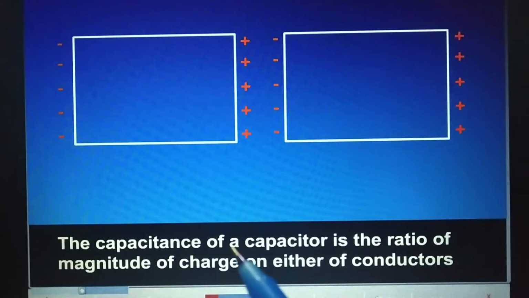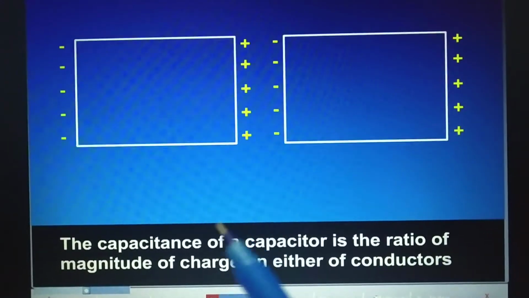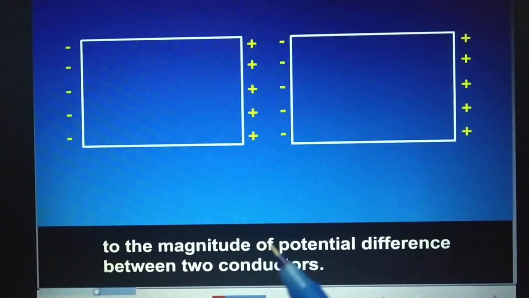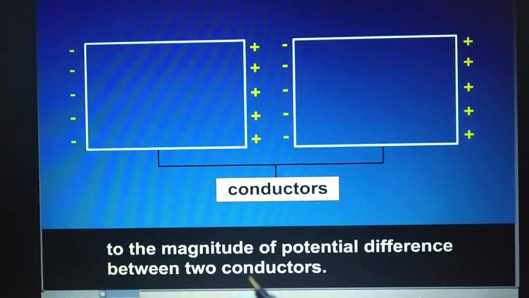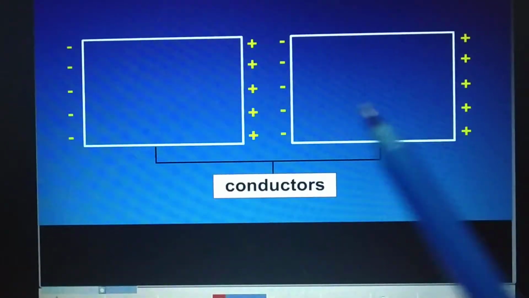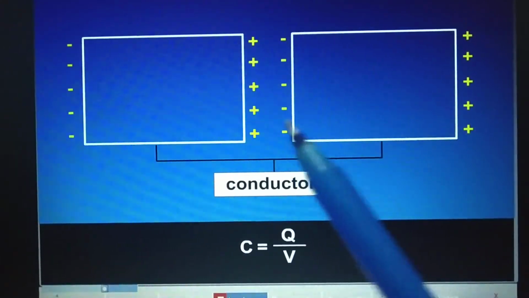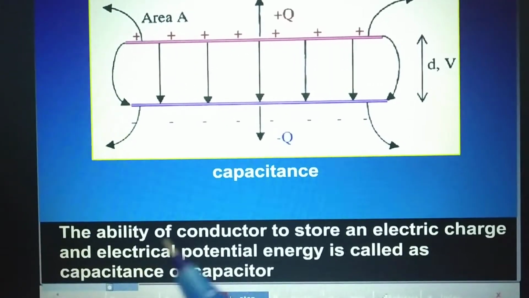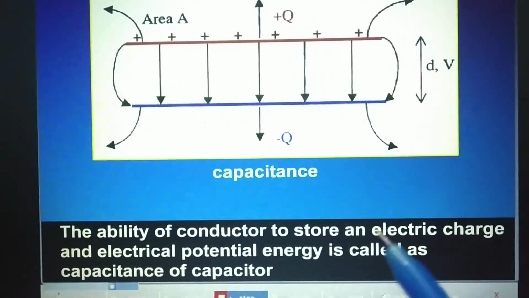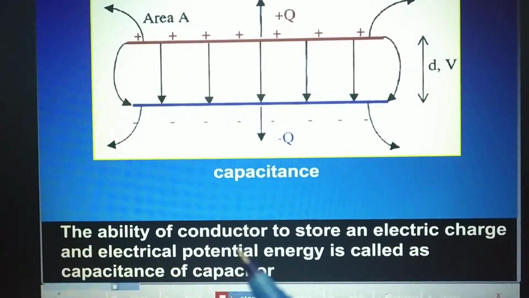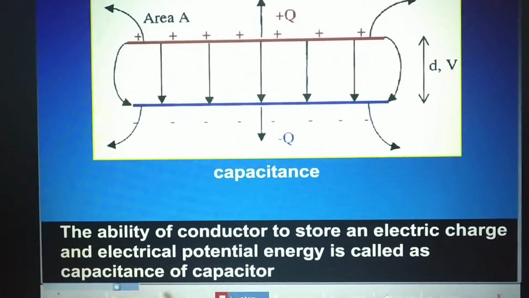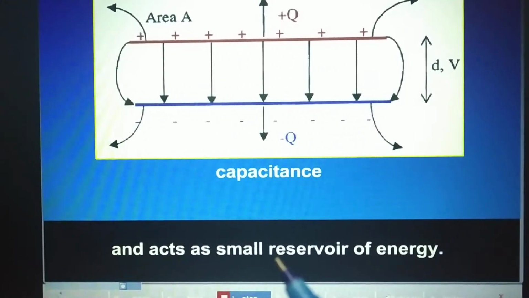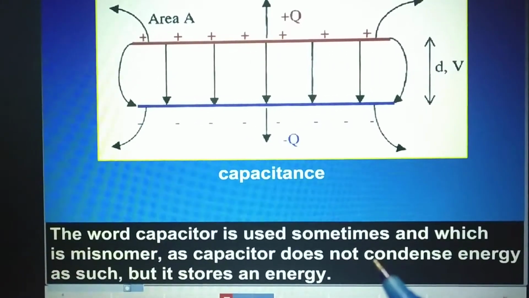The capacitance of a capacitor is the ratio of the magnitude of charge to the magnitude of potential difference between the two conductors. Obviously the conductors carry negative and positive charges. So C is equal to Q upon V. The ability of a conductor to store electric charge and electric potential energy is called the capacitance of the capacitor, and it acts as a small reservoir of energy.